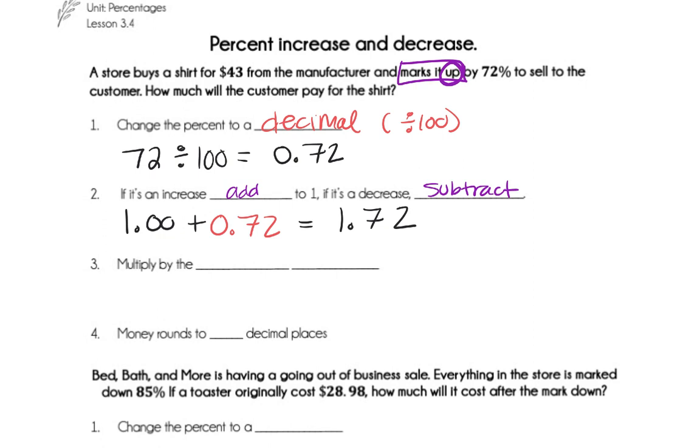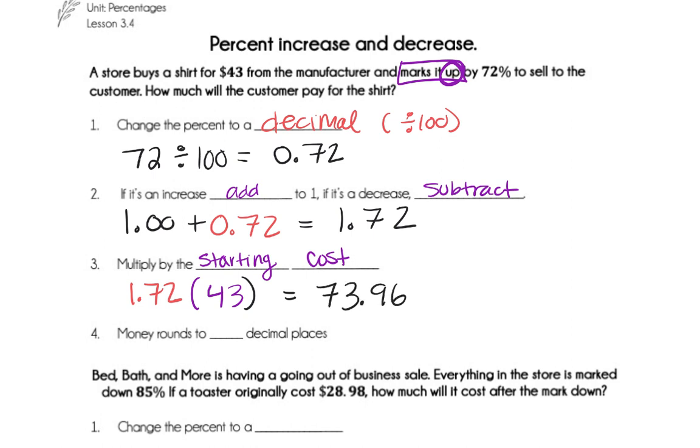So we're going to take that number from step 2 and multiply by the starting cost. So we're going to take 1.72 times our starting cost, which was $43. Type it in your calculator. Equals $73.96. And then just as a reminder, money rounds to 2 decimal places. This one already has that, so I'm good to go.